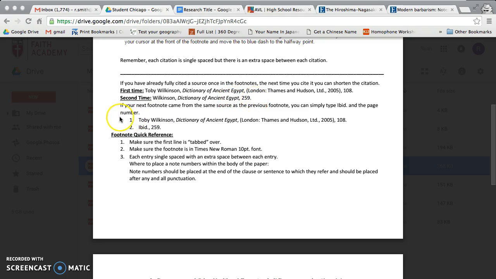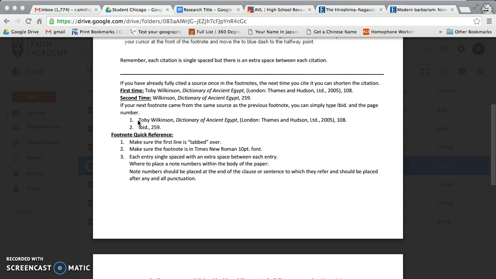Right? Now, if your next footnote came from the same source as the previous footnote, you can simply type Ibid, period, and the page number, if there are page numbers. So an online source might not have page numbers. So let's say footnote number 1 is from Toby Wilkinson, the Dictionary of Ancient Egypt, etc. And then your second footnote is from the same exact source, right? And you can just put Ibid, period. That lets me, the reader, know, footnote number 2 came from the same place as footnote number 1.